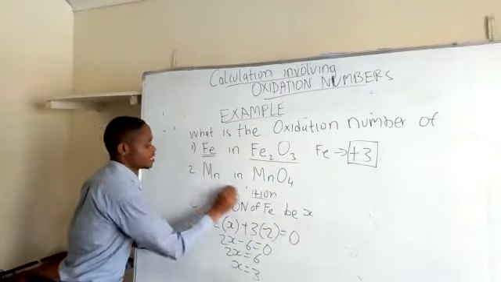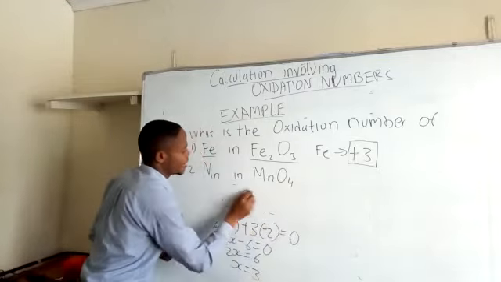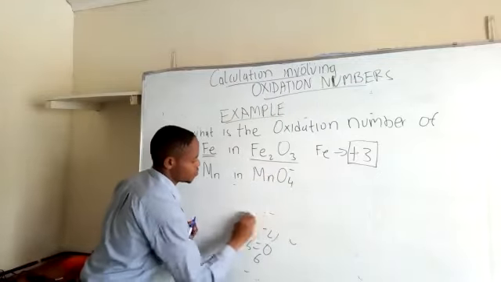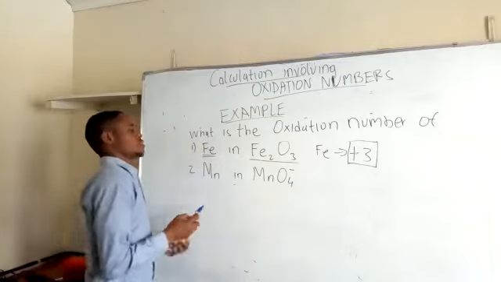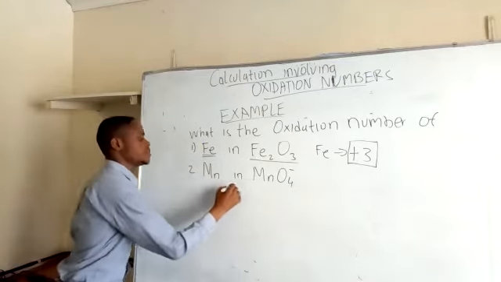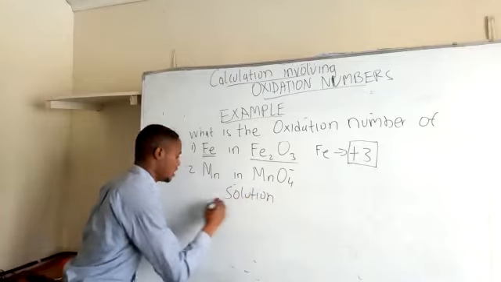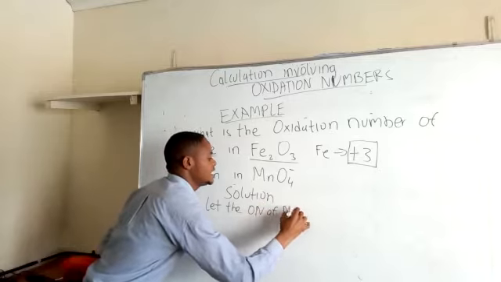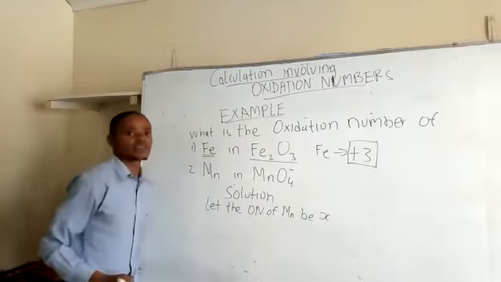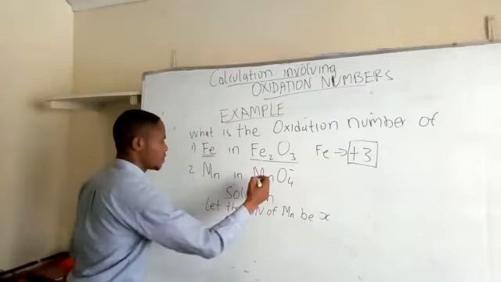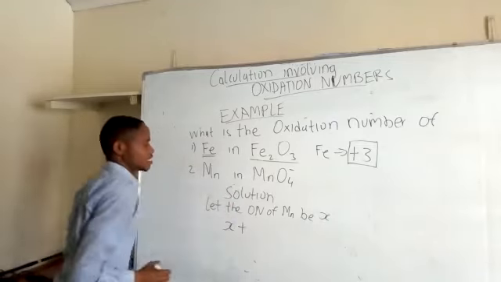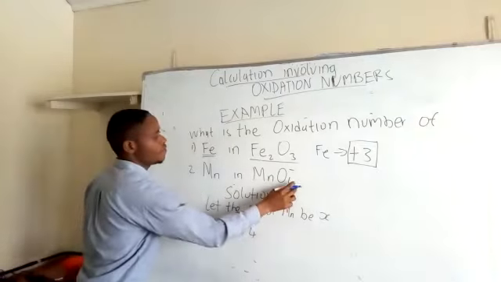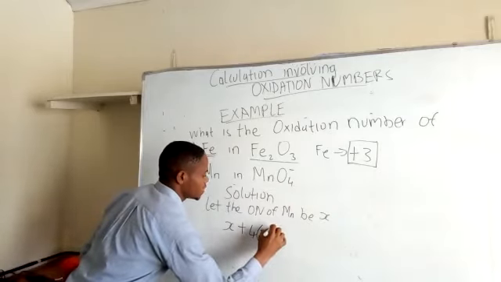Let's solve for the other part. Manganese oxide. So this is manganese oxide. Same case. Let the oxidation number of manganese be X. So we're going to have X plus, what is the oxidation number of oxygen? -2. But how many oxygen do we have here? 4. Each has an oxidation number of -2.